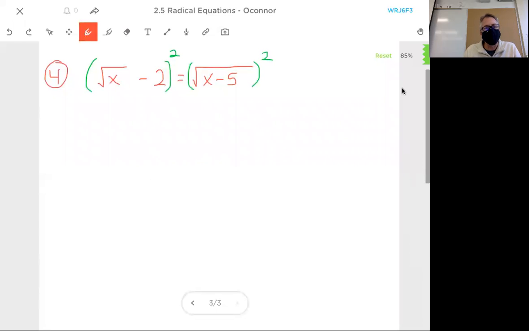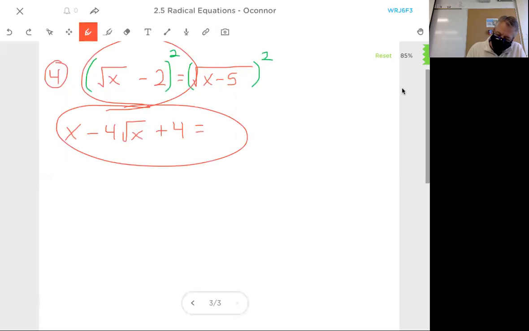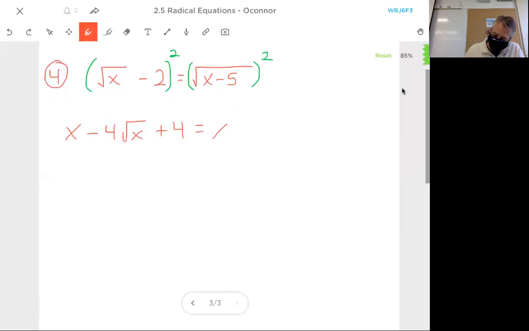On the left side, we're going to have to FOIL. The square root of x minus 2 times the square root of x minus 2 is going to give us x minus 4 square root of x plus 4. Okay, I got that from FOILing out that left side. And on the right side, we have x minus 5. So we'll get everything on one side. So I'll move everything away from this radical. So I have negative 4 square root of x equals, the x's cancel, of course. So that equals negative 9.